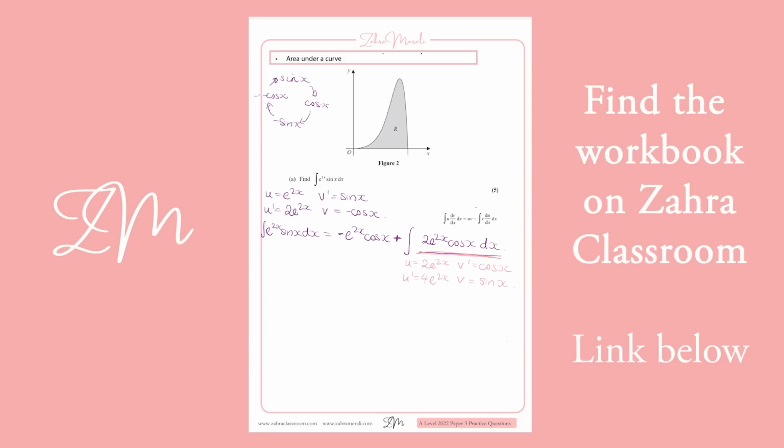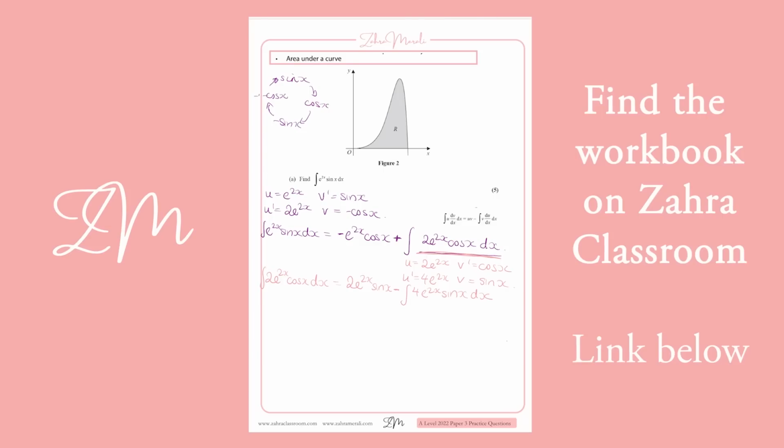Right, so let's put everything in. Actually, let's do that bit separately first. So we've got 2e to the 2x cos x dx to give us uv, so we'll have 2e to the 2x sine x minus the integral of these two together, so 4e to the 2x sine x dx.